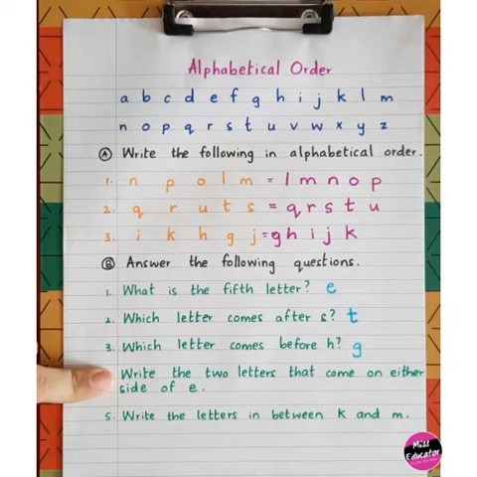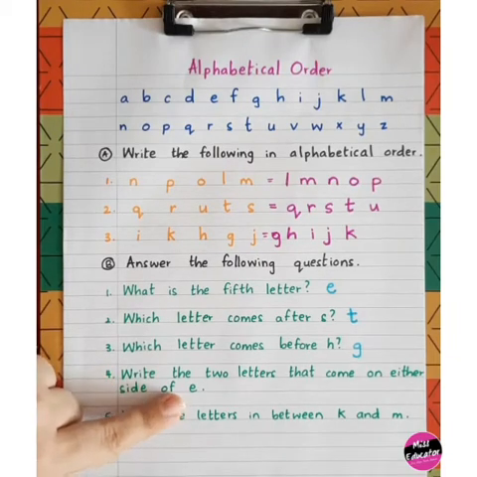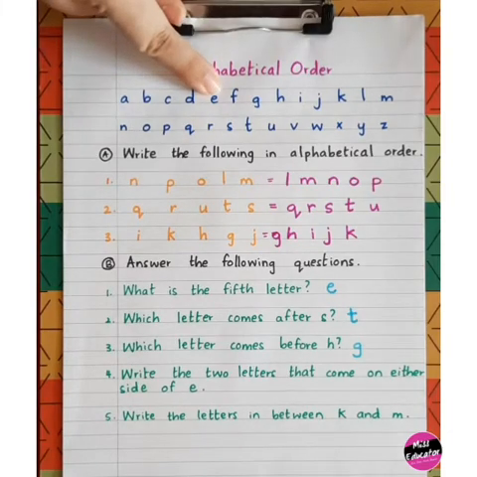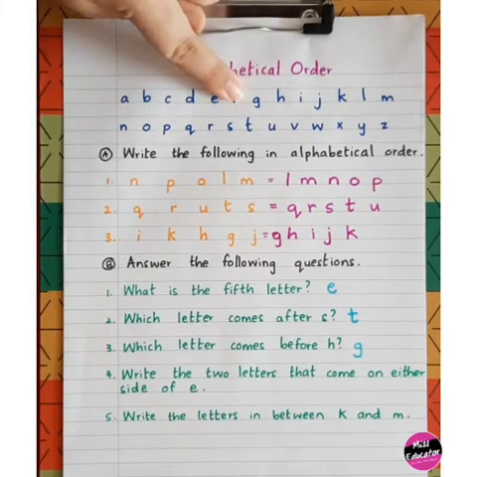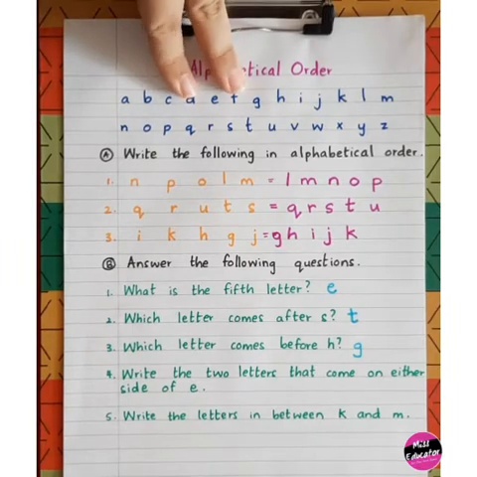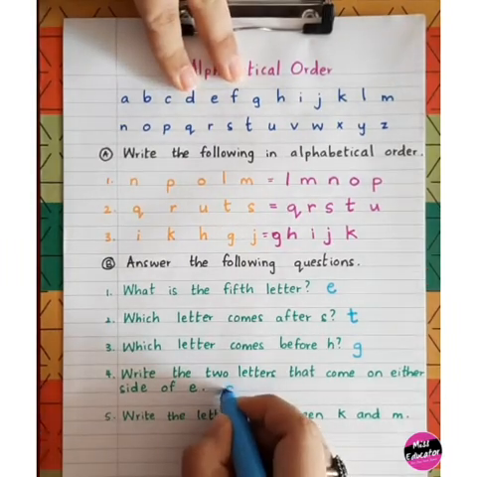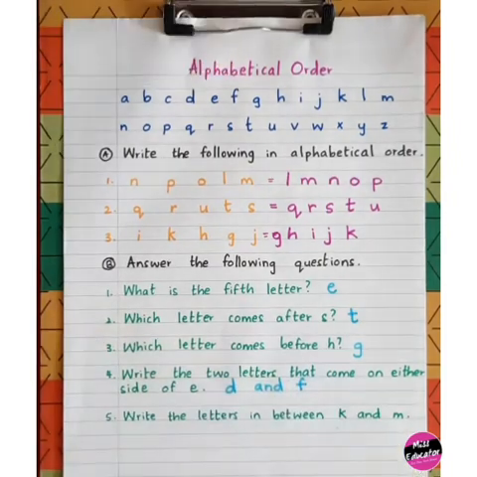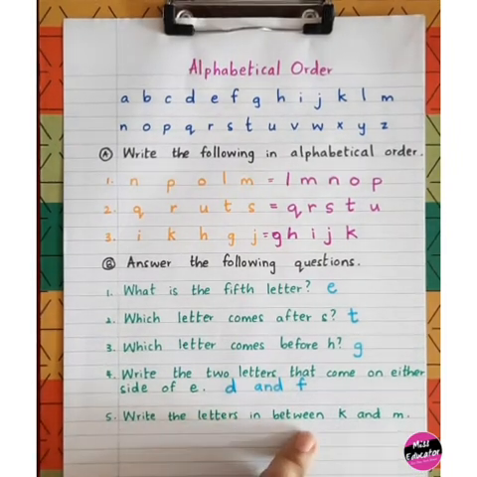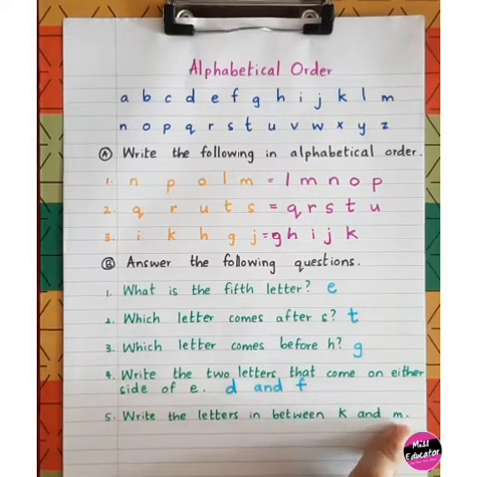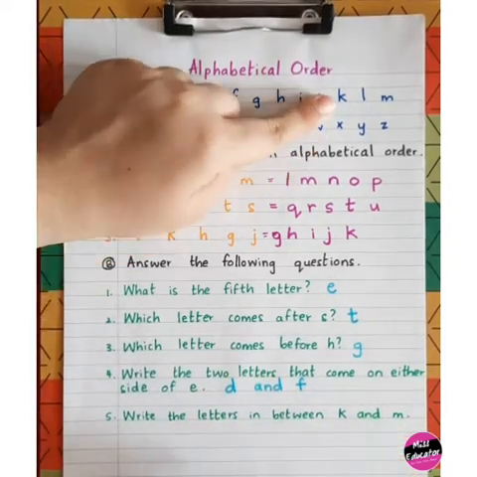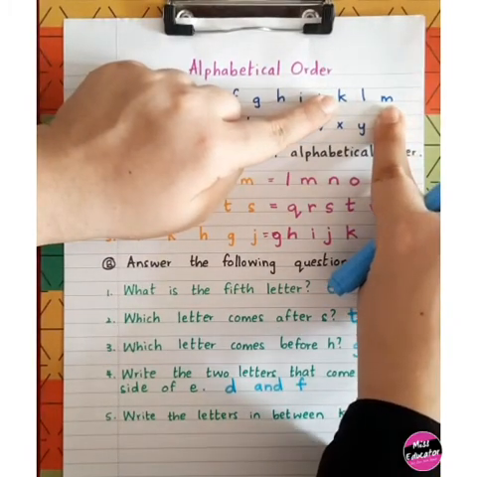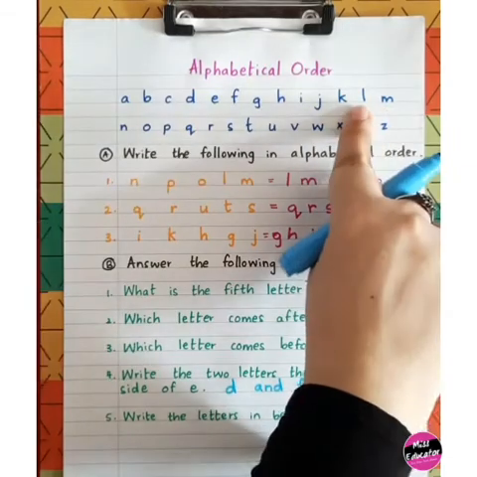Write the two letters that come on either side of E. So we have E over here. We have to write the two letters on either side. That's D and F. The last question reads, write the letters in between K and M. So let's find K and we have M. The letter in between is L. So we have to write L.